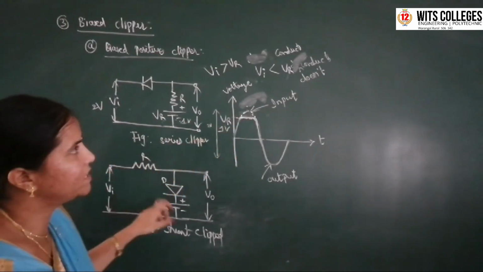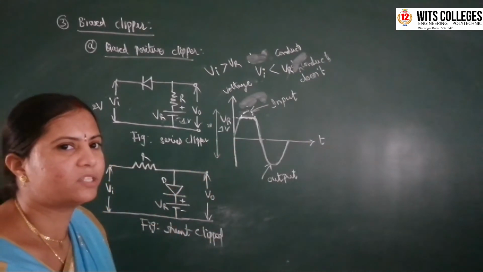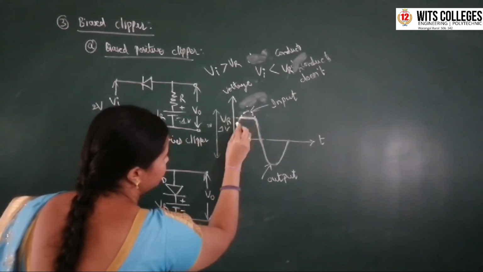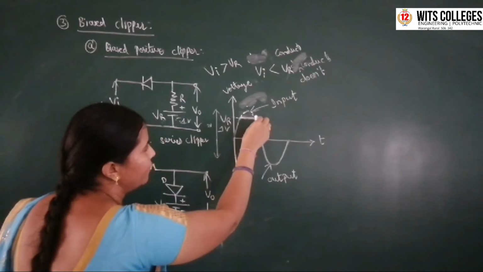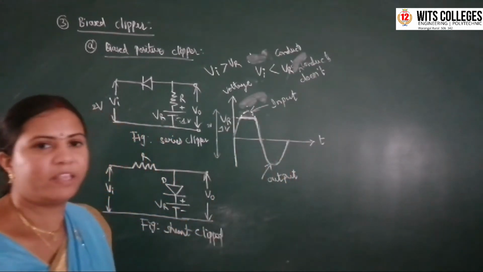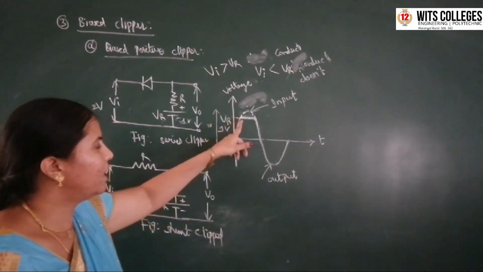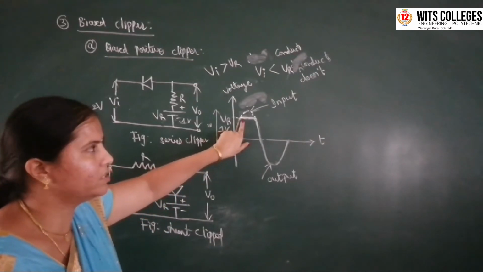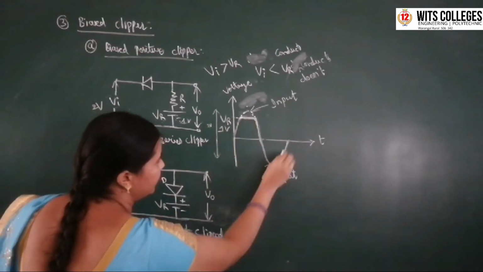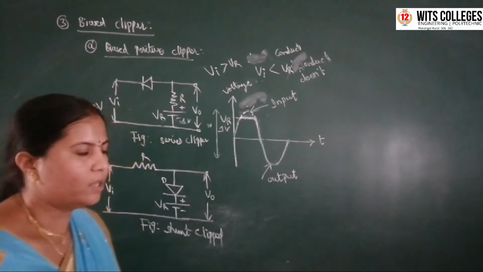When the input voltage is greater than Vr, the diode does not conduct, so the output will be clipped off like this. The positive half cycle is clipped off, and the negative half cycle also appears at the output. After Vr the diode does not conduct, which means the positive half cycle is clipped off. You will get the output like this. This is the output waveform and this is the input waveform.